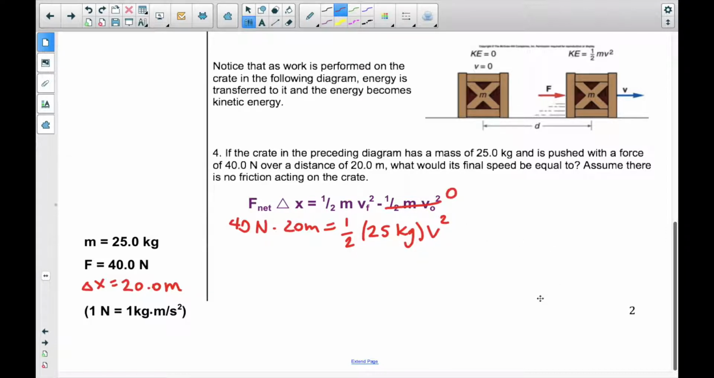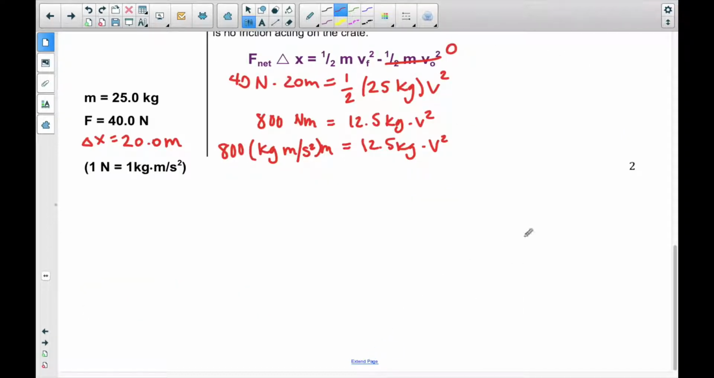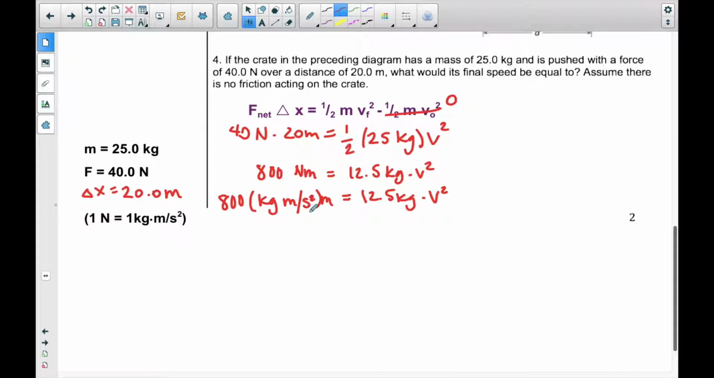Now we just need to take a minute to simplify this a little bit and see what we get. We put this into our calculator, or we can do this one in our heads. We get 800 newton meters over here, and we get 12.5 kilograms. A newton meter is a joule, so we can change that to joules. I'm going to leave it as a newton meter for now, because remember that newtons are kilogram meter per second squared. So what we really have is kilogram meter squared per second squared. I'm doing this with the units so that by the end we can see where our units have come from and if we are accurate.